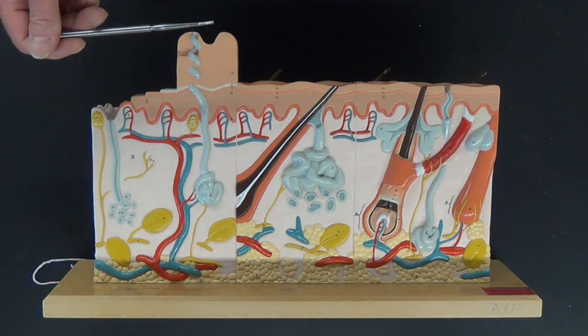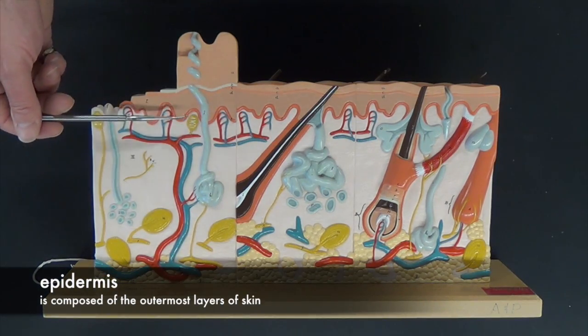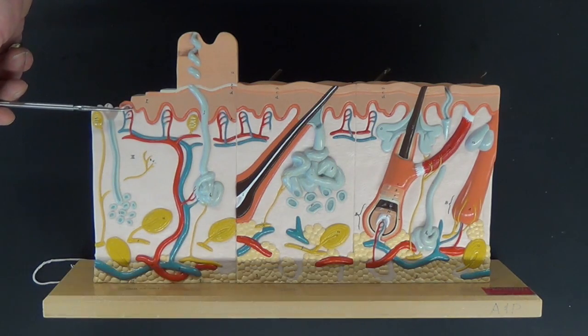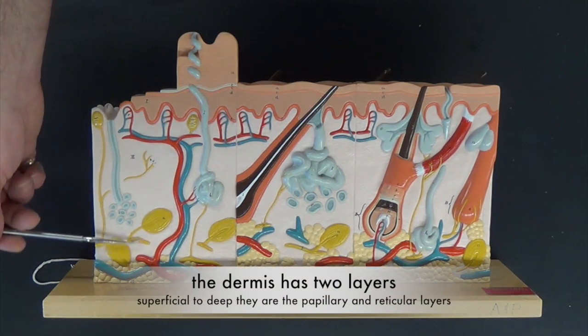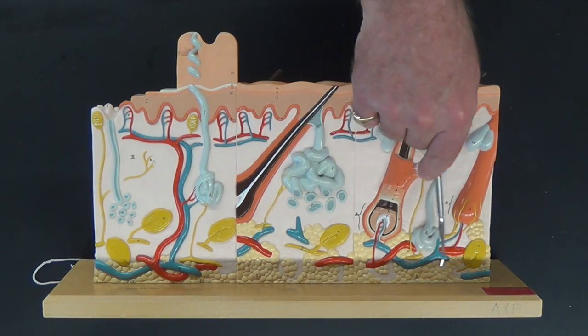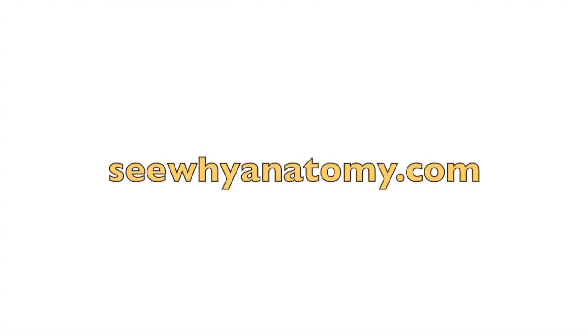We can see the two distinct layers, that we have the epidermis, and below that we have the dermis. The dermis is divided into the papillary layer and the reticular layer, and then deep to that we have the hypodermis. Yes, I've got you under my skin.